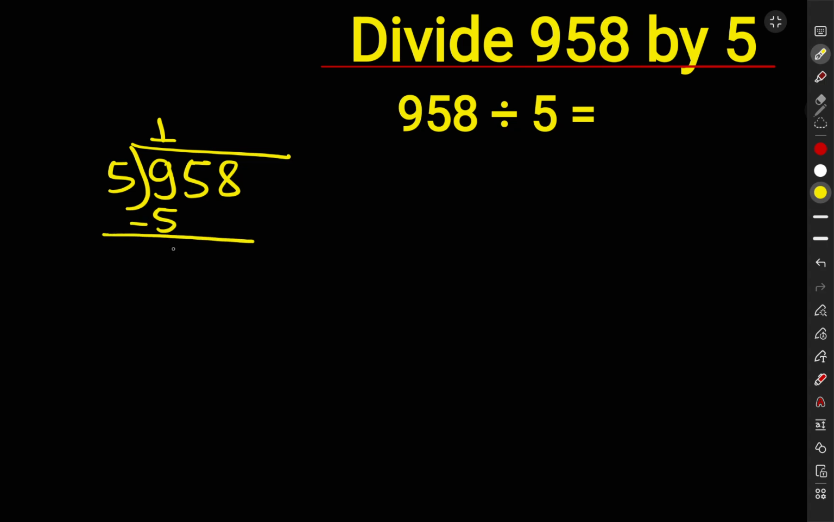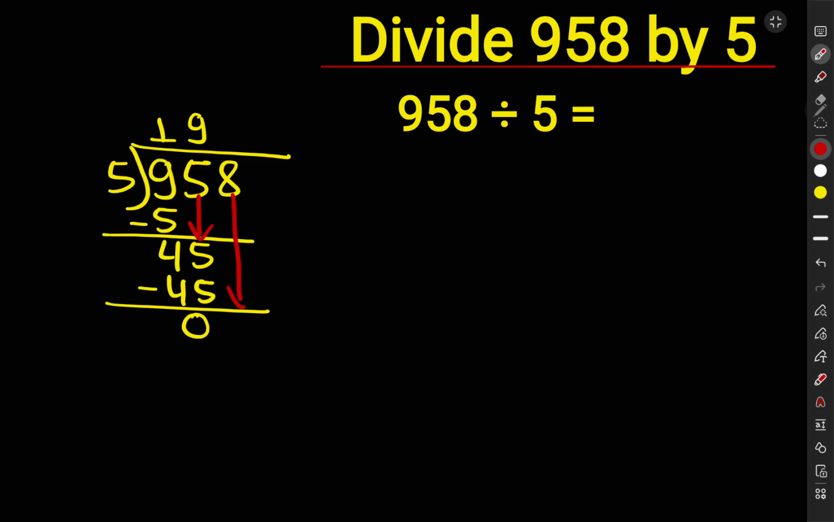On subtracting we get 4. So now we put down this 5 and it is 45. 5 times 9 is 45. On subtracting we get 0.